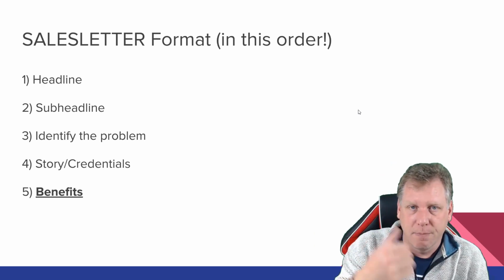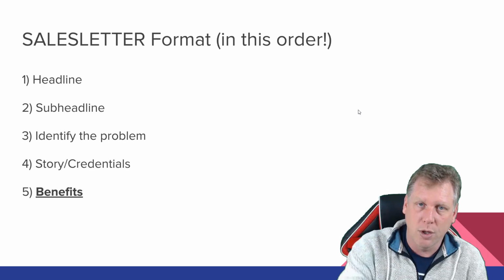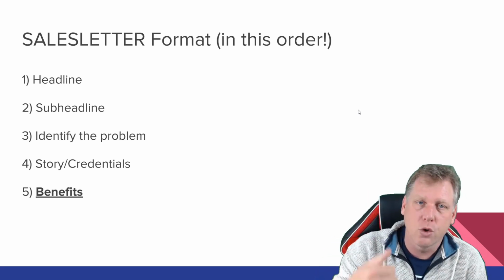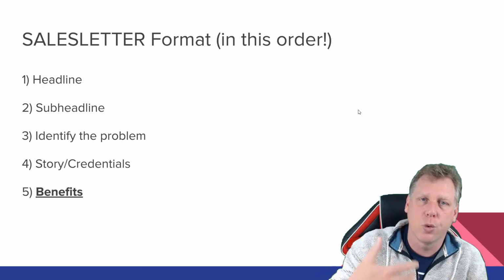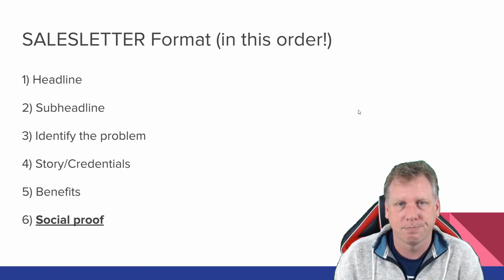Give them benefits. Benefits, benefits, benefits over features. You've identified the problem. You've said why you can solve it. Now here's the benefits of doing it. So don't talk about what it is. Talk about ways in which you will solve their problem with benefits. How their lives will be better.